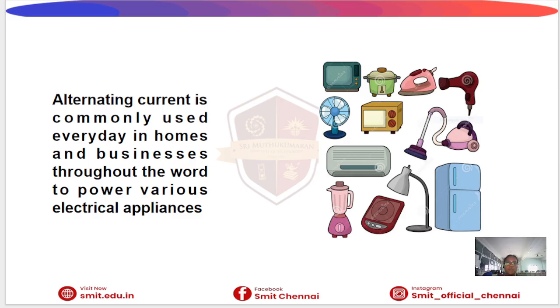Introduction to AC circuits. Alternating current, or AC, is a type of current that changes its direction and magnitude periodically with time. AC is widely used in homes, industries, and commercial buildings because it can be easily generated, transmitted over long distances, and distributed efficiently. Most electrical appliances such as fans, lights, refrigerators, and air conditioners operate using AC power.